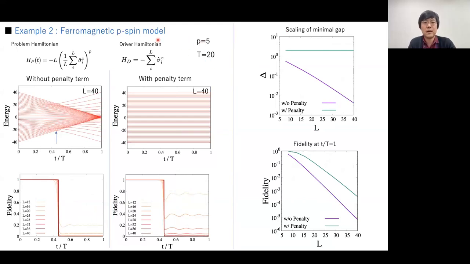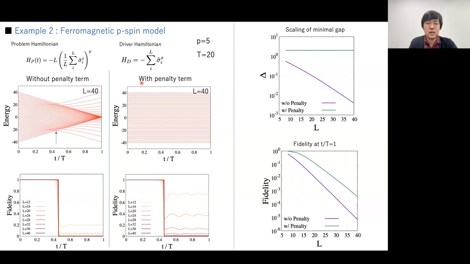Next, as a second example, we investigate the ferromagnetic P-spin model. The problem Hamiltonian and driver Hamiltonian for the P-spin model are given by this form. The P-spin model has a first order phase transition if P is greater than three, and so we set P equal to five. The left side is the case without penalty term, and the right side is the case with penalty term. This figure shows that, similar to adiabatic global search, the fidelity also decreases at this gap closing point.